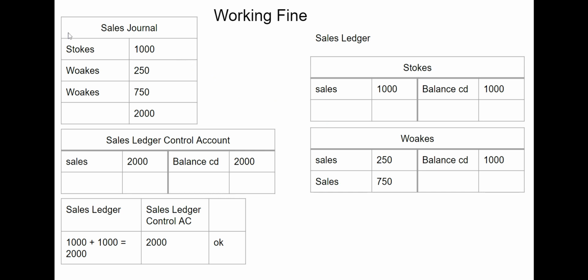It'd be split down, and normally in a big company, different people will be working on the sales journal, the sales ledger, and the sales ledger control account. So one person has entered the 3 transactions into the sales journal, total 2,000. Somebody else has individually gone and recorded each entry as a debit in a customer account to increase the amount of asset a business is owed. Okay, they've done all that.